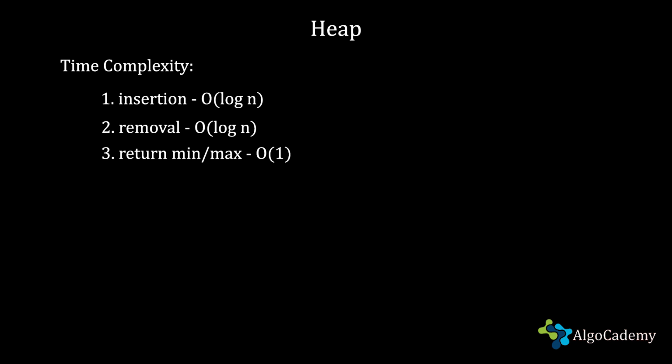For the space complexity, we use a binary tree, which consists of at most n nodes, where n is the total number of insertions. So we use big O of n extra space. And this is how the heap works.